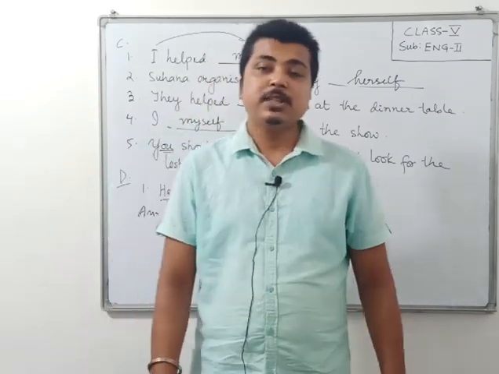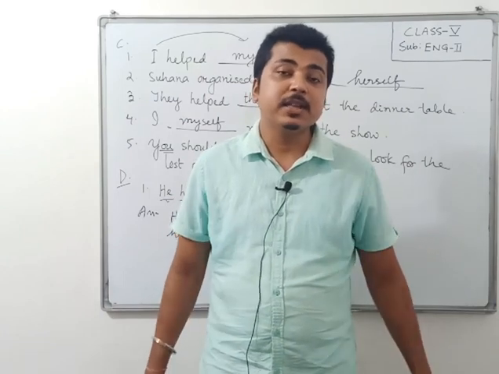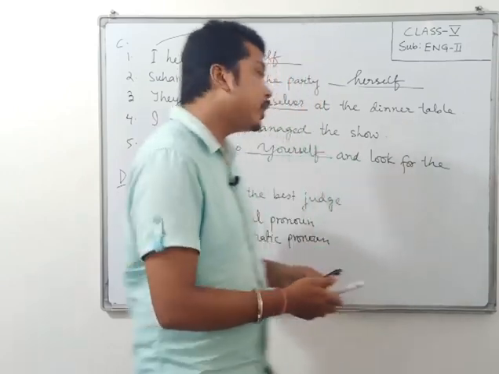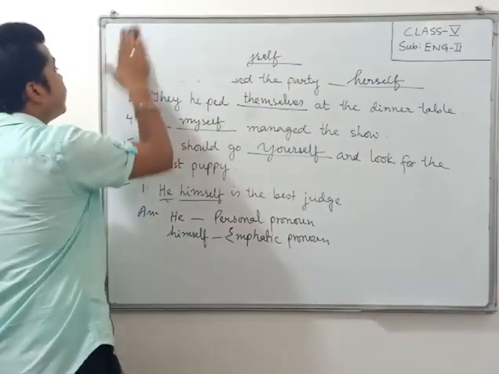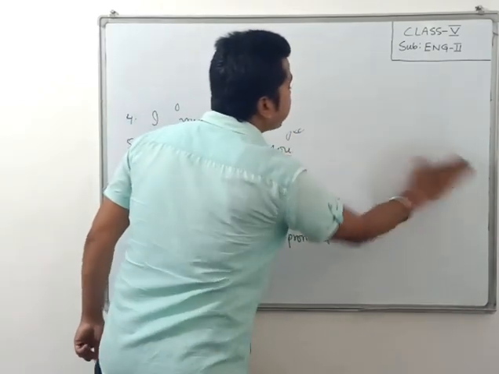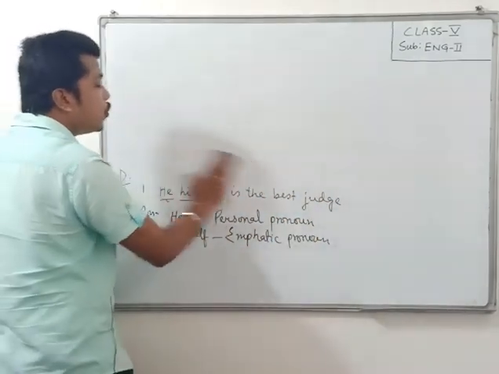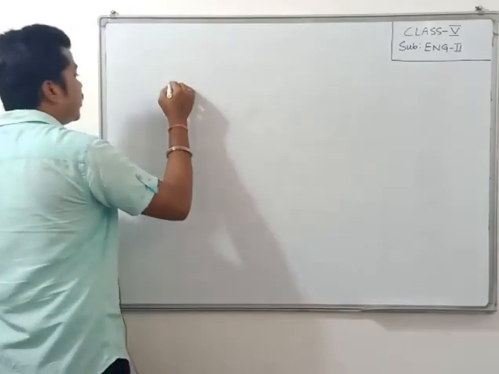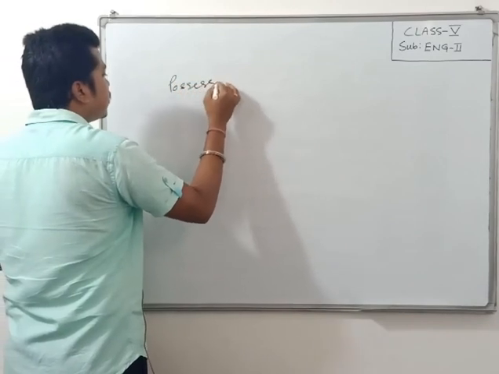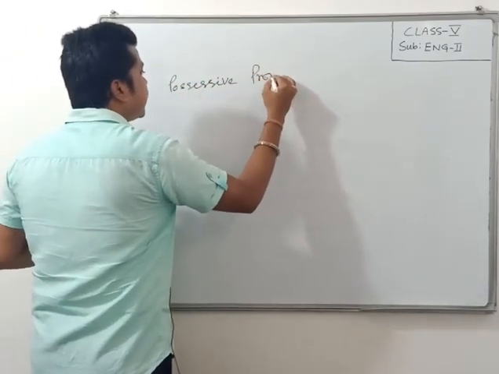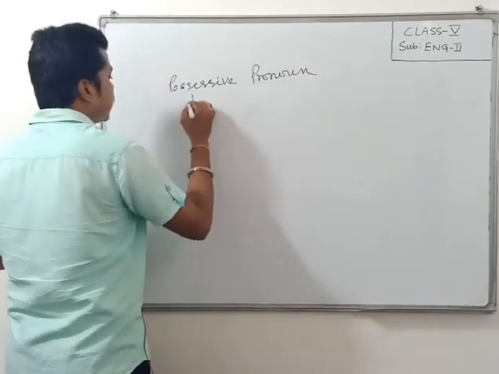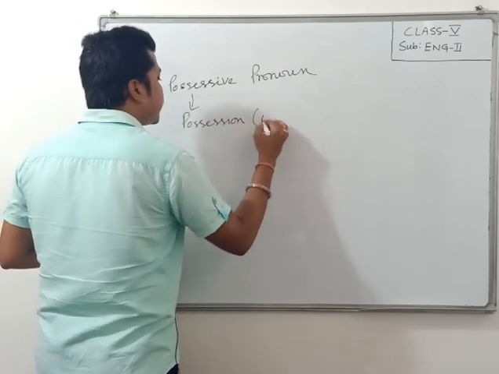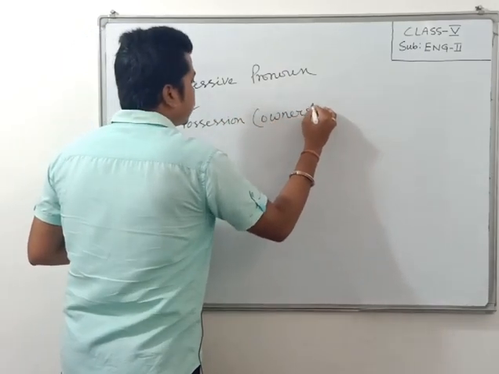Possessive pronoun. What is a possessive pronoun, dear student? Possessive means to show possession. Possession means ownership. That means that particular object or thing belongs to whom. The word possessive means possession. Possession means you can say ownership.